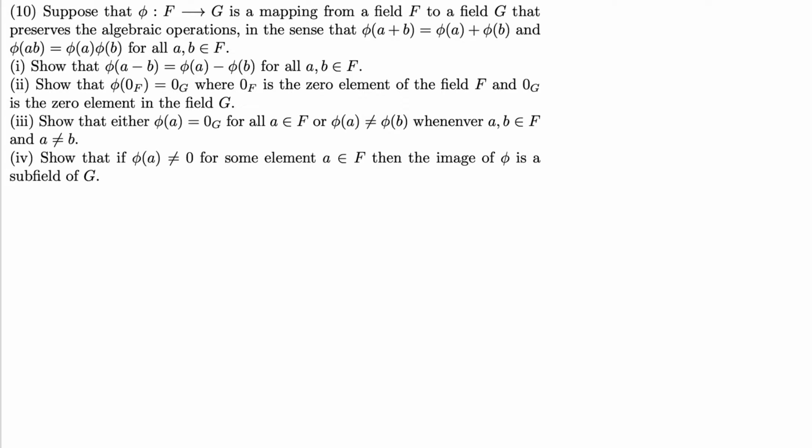Our goal is to show four things, namely that phi of a minus b is equal to phi of a minus phi of b for all a, b in F. Show that phi of 0 with respect to the field F is equal to 0 with respect to the field G. Show that either phi of a is equal to 0 with respect to G for all a in F, or phi of a does not equal phi of b whenever a, b are in F and a does not equal b. Finally, we'll show that if phi of a does not equal 0 for some element a in F, then the image of phi is a subfield of G.